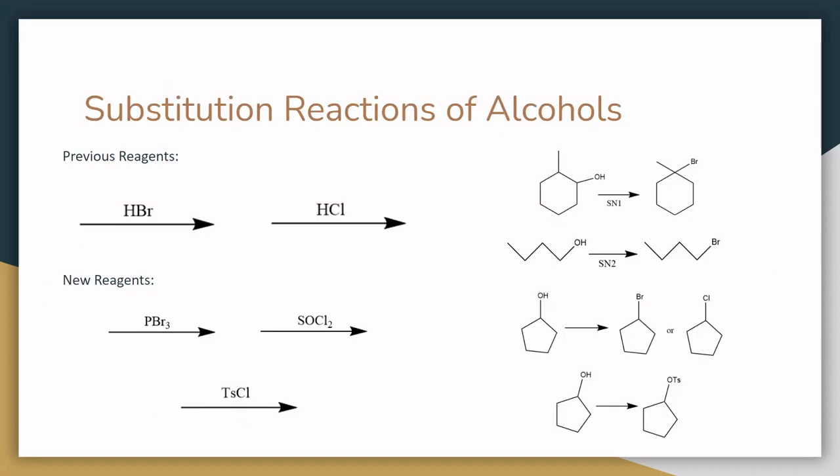Finally, we have our substitution reactions. We have done substitution reactions in the past, such as with HBr or HCl, which can react with alcohols using either SN1 or SN2, depending on whether the alcohol is primary or secondary. But we also are introduced to a couple of new reagents such as PBr3, SOCl2, and TsCl. Let's go over these new halide reagents first.